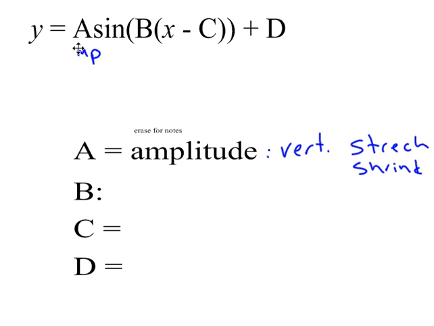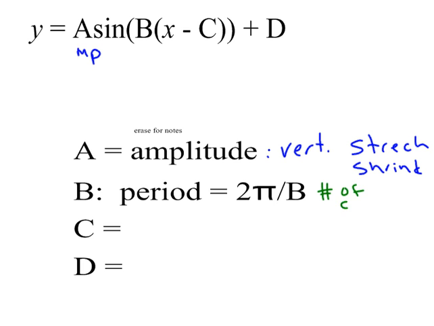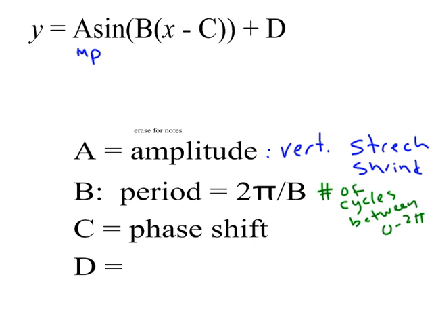The b deals with the period. So to calculate the period, we take 2 pi divided by b. Another way of looking at b is the number of cycles between 0 and 2 pi. Okay. C is the horizontal translation, or the phase shift. And D is the vertical shift.